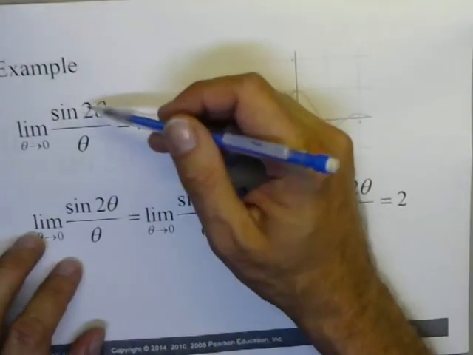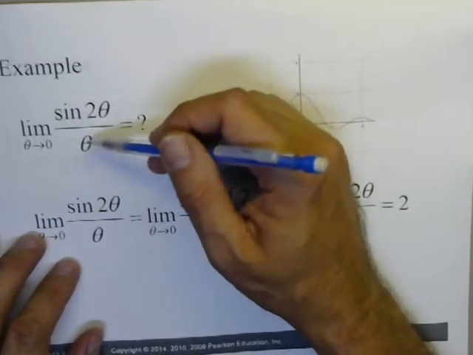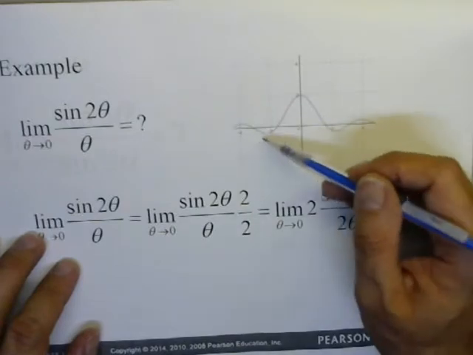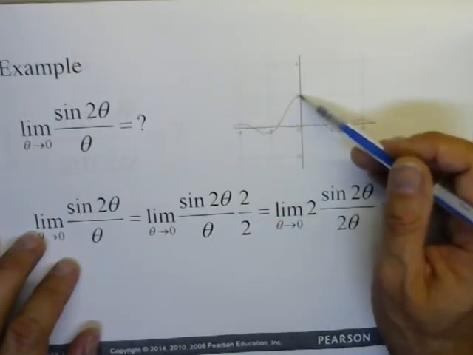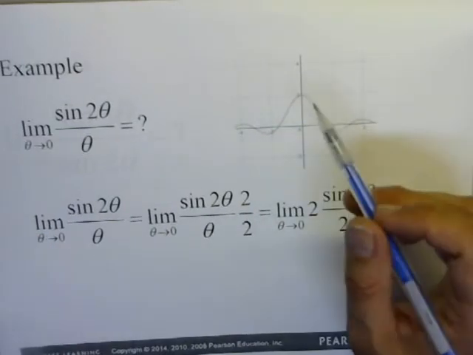Here's another example. What about sine of 2 theta over theta? You might assume that that would approach height 1 also, but if you were to graph it, it looks like it approaches height 2. So you might wonder what's going on here.